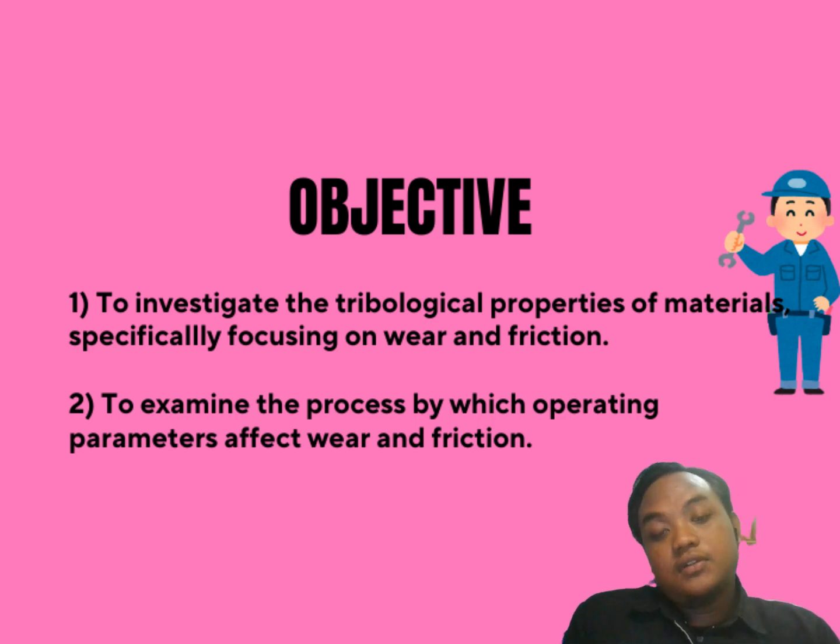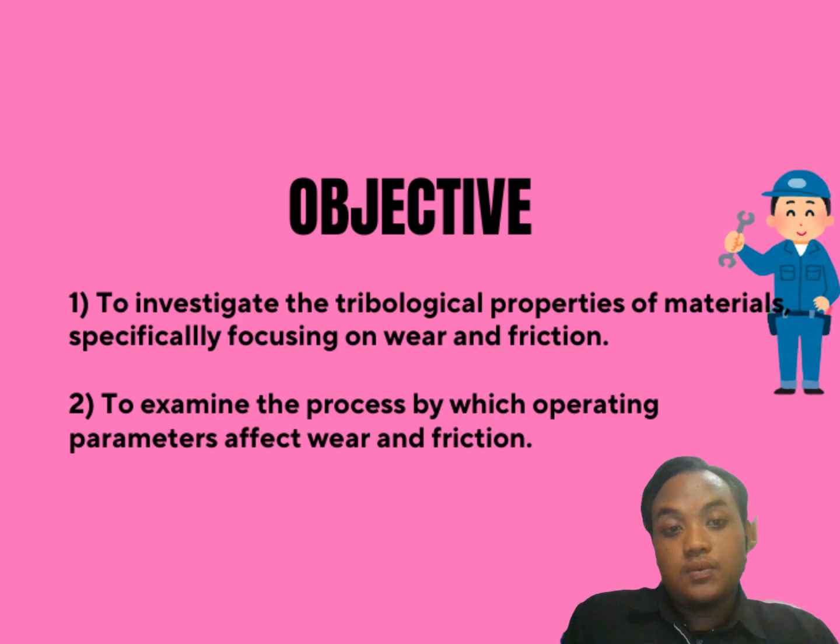Key objectives include, for the first one, determining wear rate. Measure the wear rate of both the pin and the disc material. This helps in understanding the durability and lifespan of the materials under study. For the second one, evaluating friction coefficient. Calculate the coefficient of friction between the pin and disc materials. This is crucial for applications where low friction is desired, such as in bearings and gears.